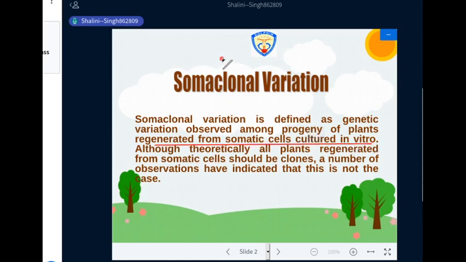So this term has two parts: one is soma and second is clonal. Soma refers to the somatic cells which we take in the form of explants. When explants regenerate into a fully grown plant in tissue culture, it is expected that all the progeny will be similar to the mother plant. But in some cases, some variations have been observed in tissue culture based plants from the same explant. Such variations are referred to as somaclonal variations.